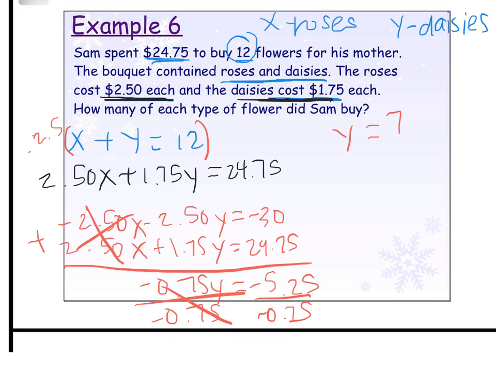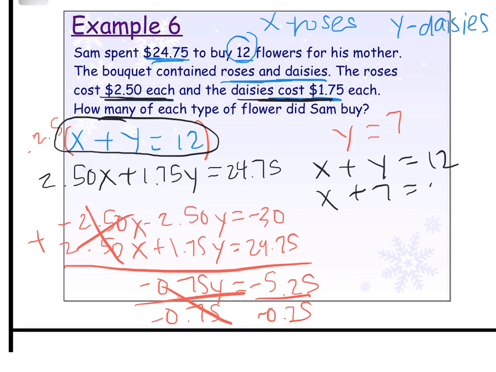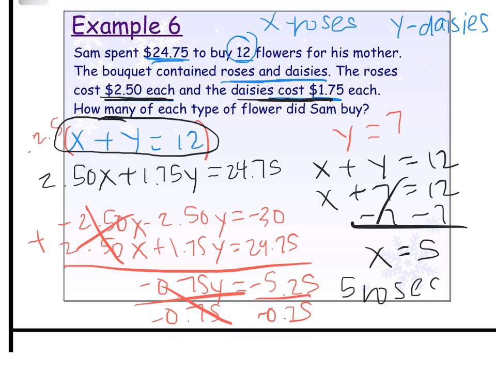Now I'm going to use my top equation right here to find my x because it's an easier equation. So I have x plus y is equal to 12, which means x plus 7 had to equal 12 because he bought 7 daisies. So subtract 7 from both sides. X has to be 5. So that means he bought 5 roses and 7 daisies. Awesome.